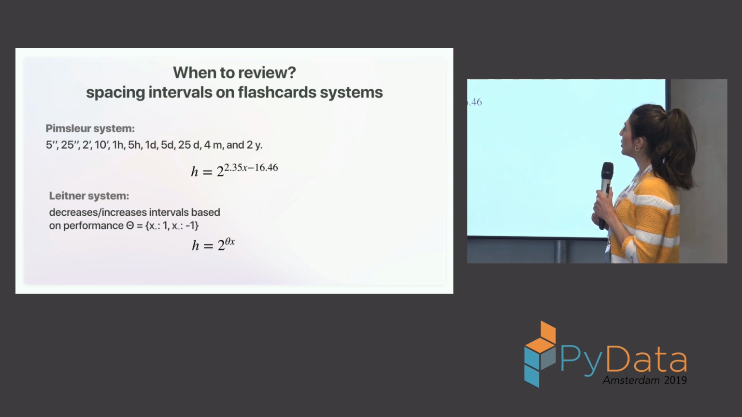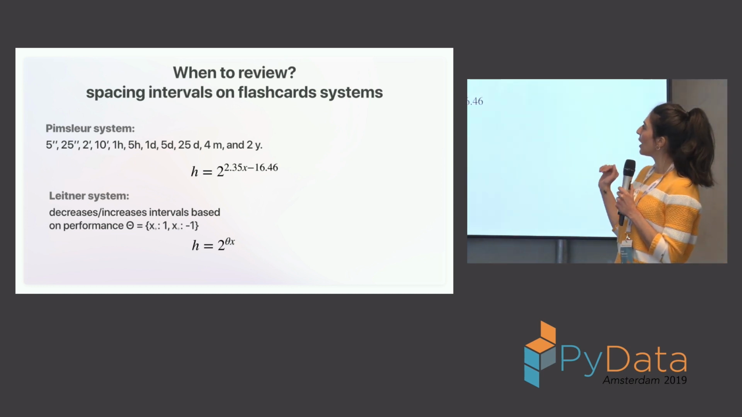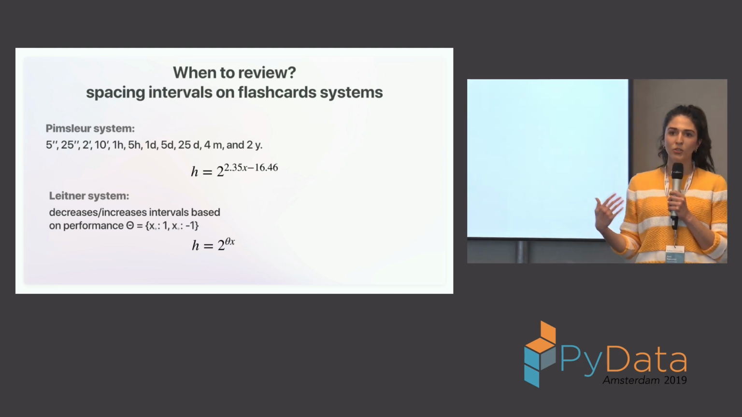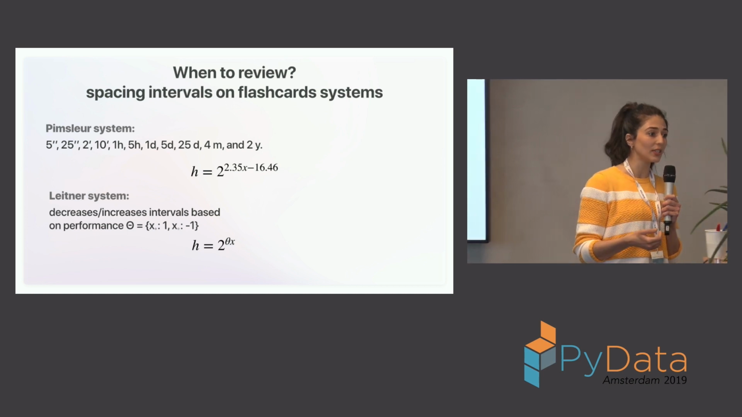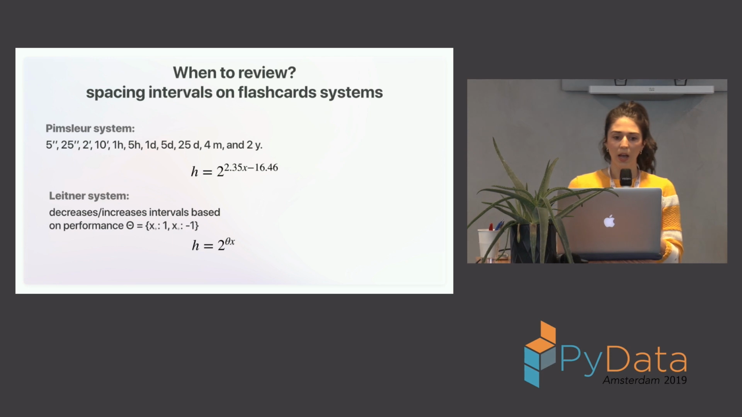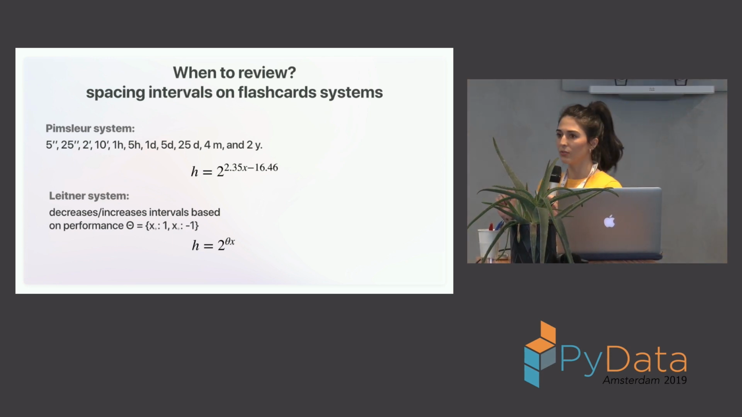Let's take a look at the first one. The intervals that it takes are fixed, so like after 5 seconds, after 25 seconds, and then after 2 years. If you are able to recall the derivatives in this case, then this is going to be stored in your long-term memory. The second model, the Leitner system, is a bit more adaptive.